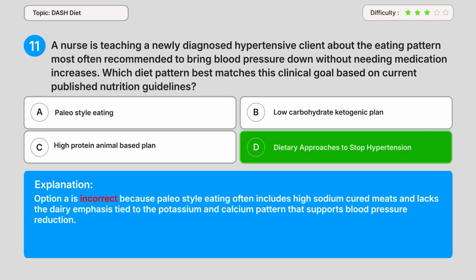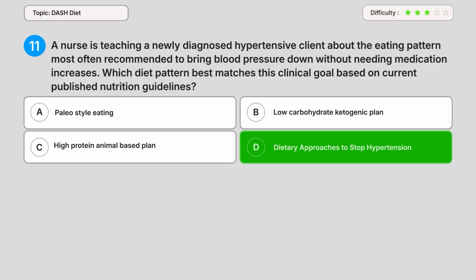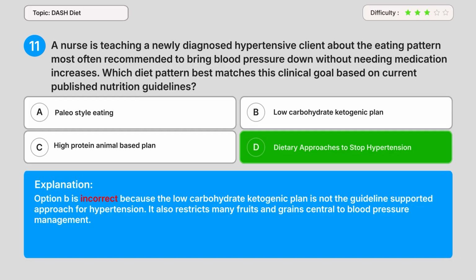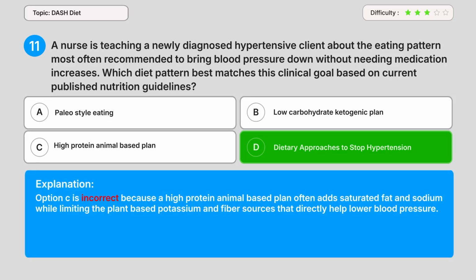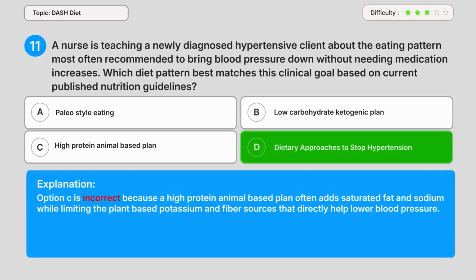Option A is incorrect because paleo-style eating often includes high-sodium cured meats and lacks the dairy emphasis tied to the potassium and calcium pattern that supports blood pressure reduction. Option B is incorrect because the low-carbohydrate ketogenic plan is not the guideline-supported approach for hypertension. It also restricts many fruits and grains central to blood pressure management. Option C is incorrect because a high-protein, animal-based plan often adds saturated fat and sodium while limiting the plant-based potassium and fiber sources that directly help lower blood pressure.